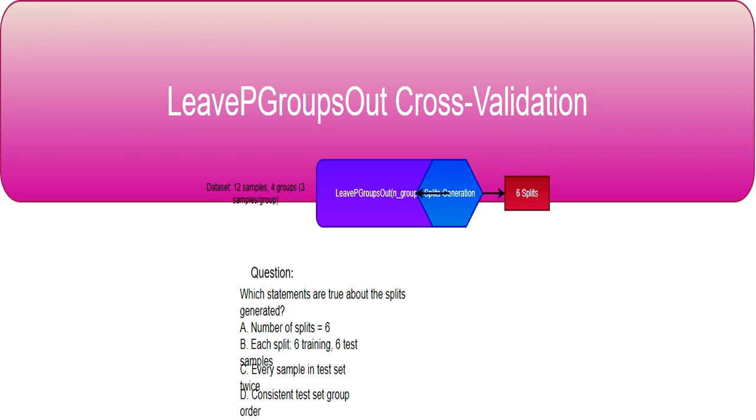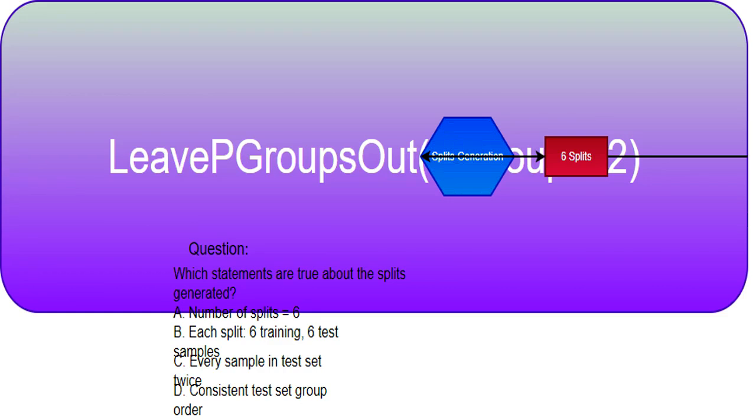I'm starting with the dataset description. We have 12 samples in total, neatly divided into 4 groups. Importantly, each group contains the same number of samples, 3. This even distribution is key to understanding how the "LeavePGroupsOut" cross-validation works. This line specifies the scikit-learn function I'll be using.